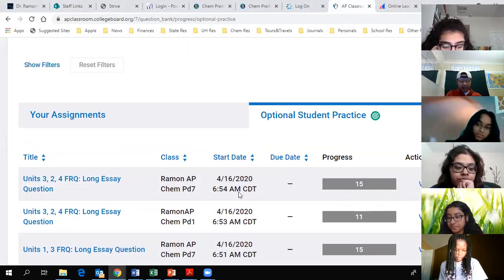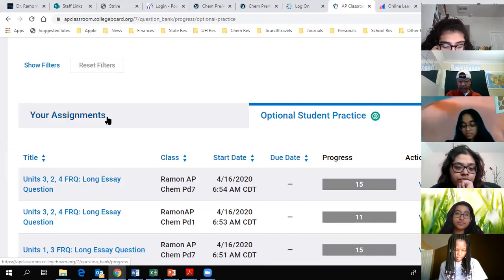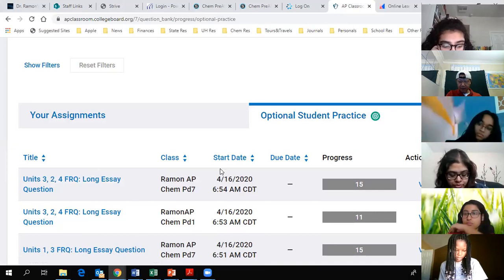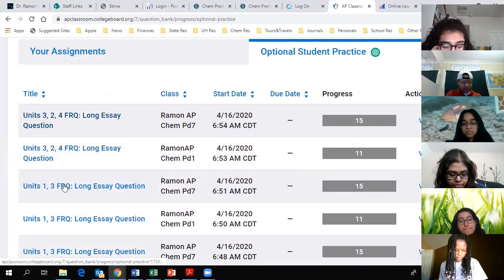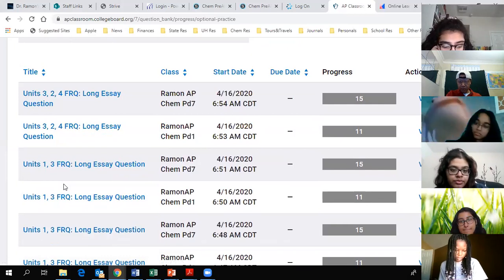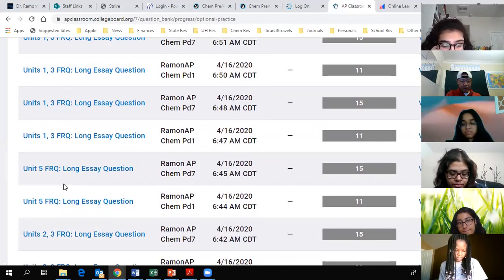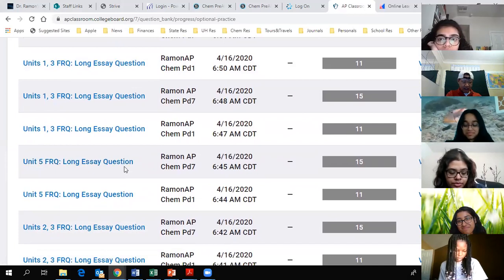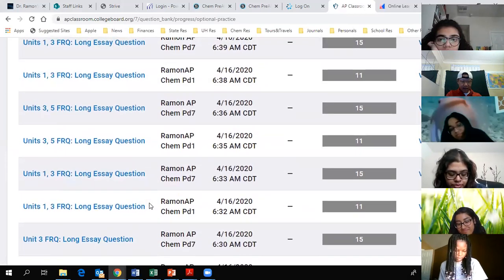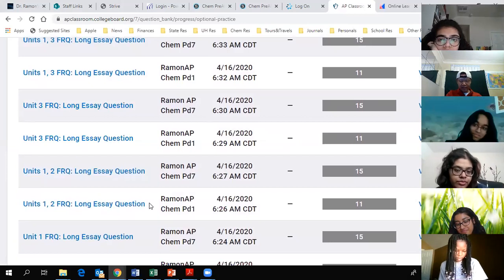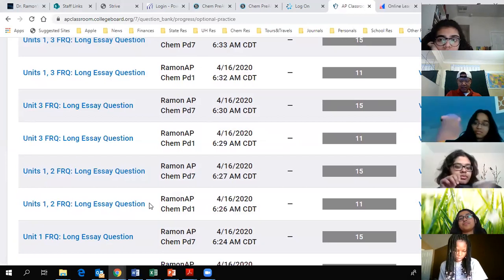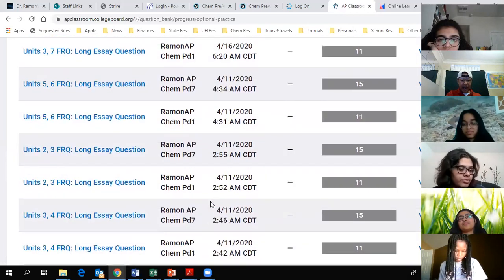And based on the results of your diagnostic, so supposing that it shows that you're weak on Unit 3, for example, then you look for Unit 3 assignments here and then attempt those. If you're weak on Unit 5, you attempt this. So that's what you're going to be doing in your individual practice, in addition to the paper-based reviewer that you have with you.